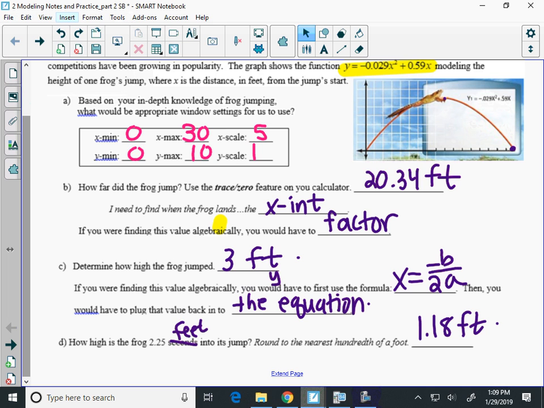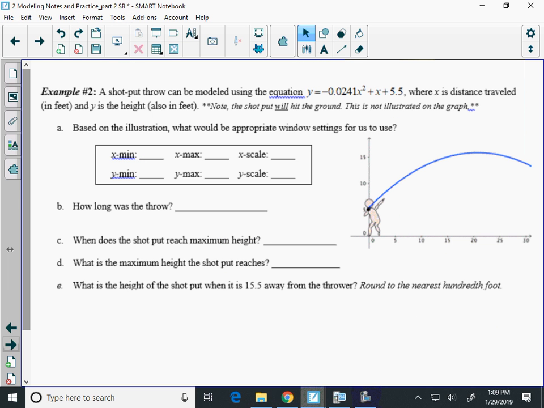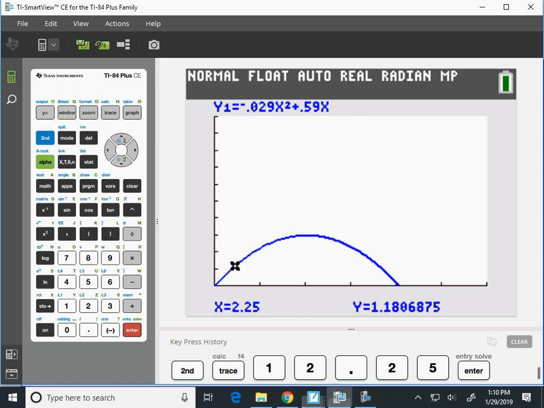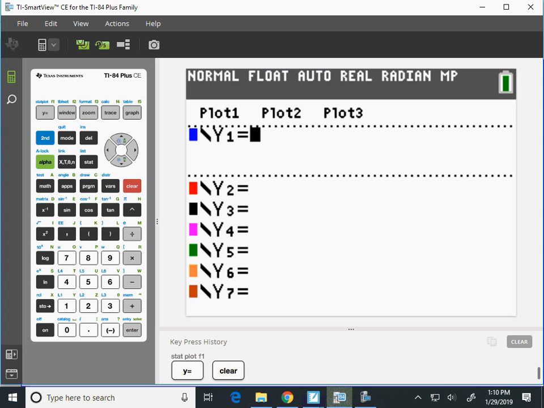So the hardest part about these problems is figuring out what to make the scale. This one, when I have a picture, makes the window pretty easy to find. So this is a picture of a shot put thrower. And we have the equation of this shot put throw. So the first thing I want you to do is we're going to type this equation into the y equals, and then we'll talk about how we're going to adjust the window so that we can see it on our graph. So take a second there, type it carefully, make sure you have the negative 0.0241, so don't lose one of the zeros.